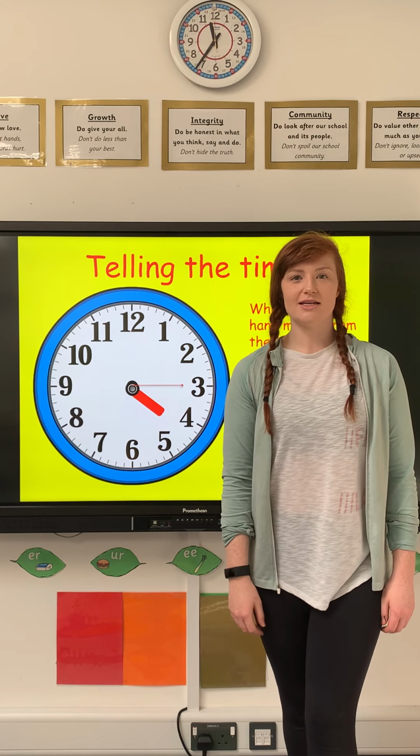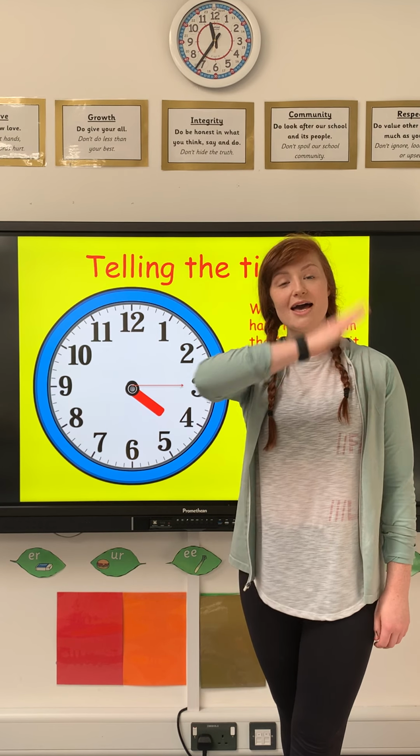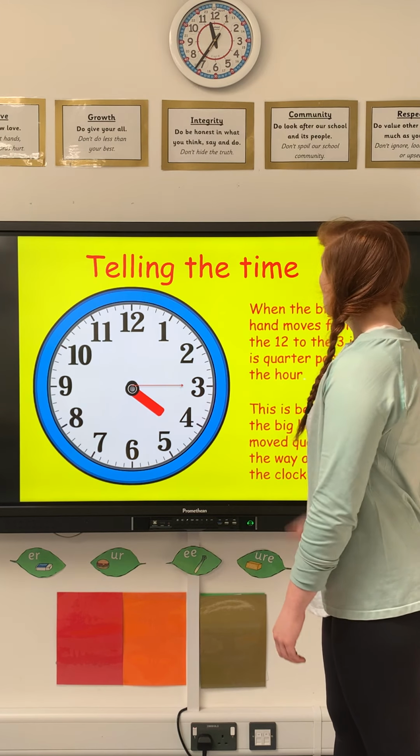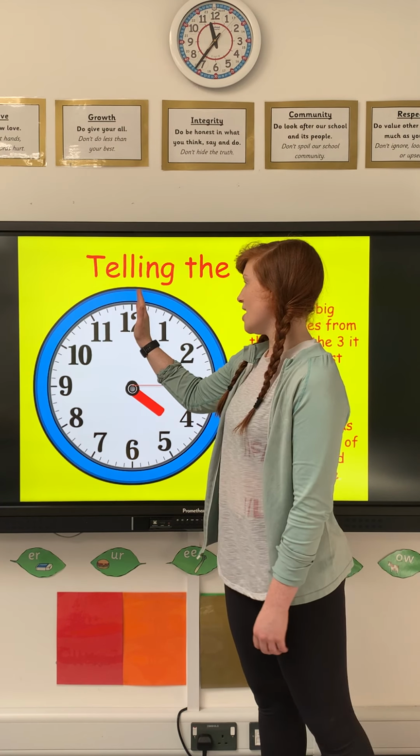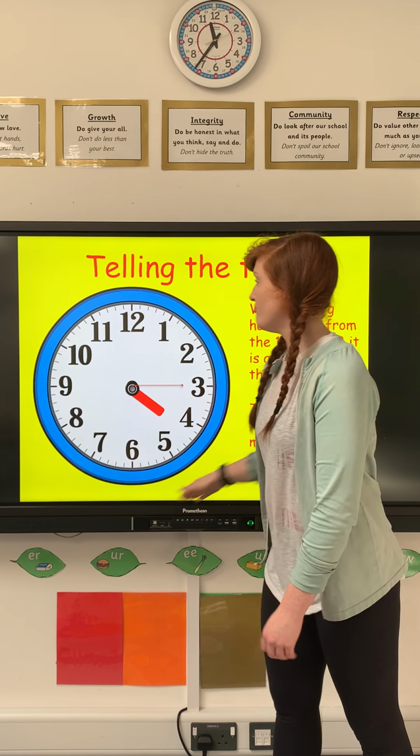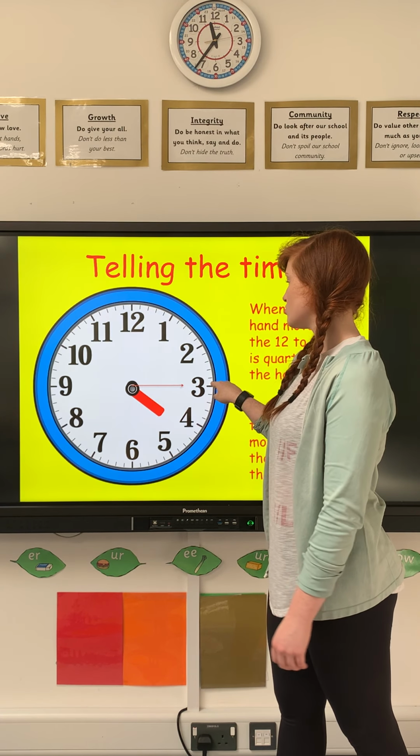Today we are going to be learning to tell the time to quarter past the hour and quarter to the hour. So we'll start with quarter past the hour. When the big hand moves from the 12 to the 3, it's gone a quarter of the way around the clock. So on the clock, it's gone a quarter of the way.